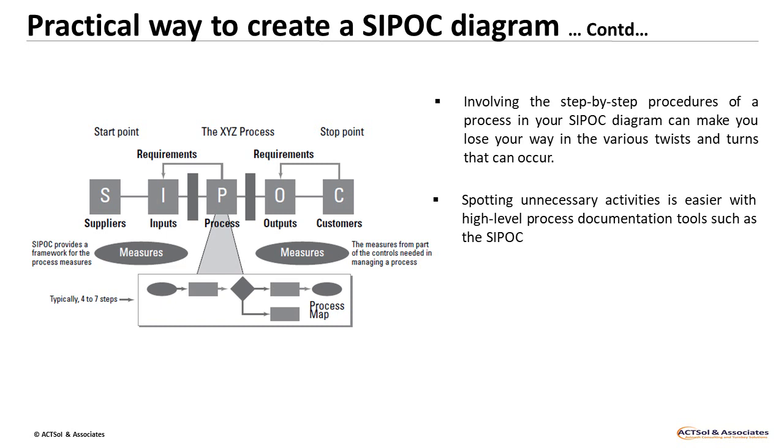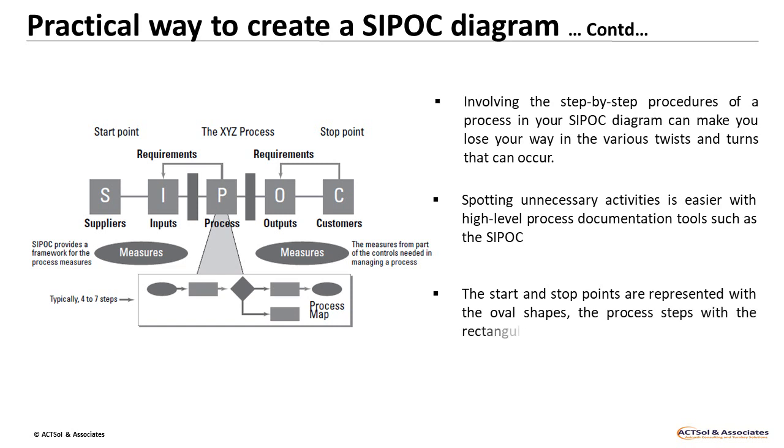Remember that the start and stop points are represented with the oval shapes, the process steps with the rectangular boxes, and points in the process involving questions with the diamond shapes. Diamonds are decision points, for example showing the need to do something different if you are dealing with product A or product B, or where different authority levels might come into the specific operations of the process.